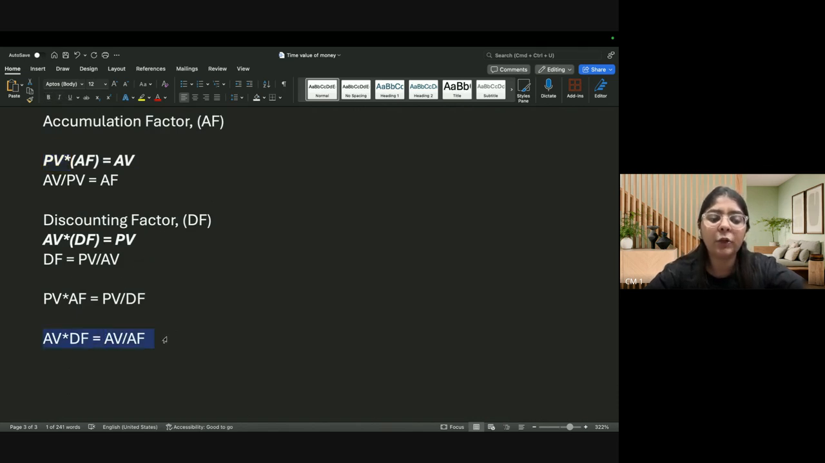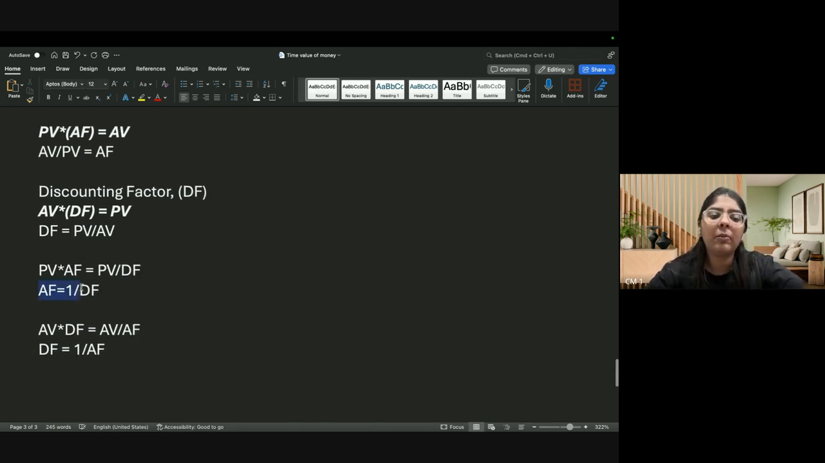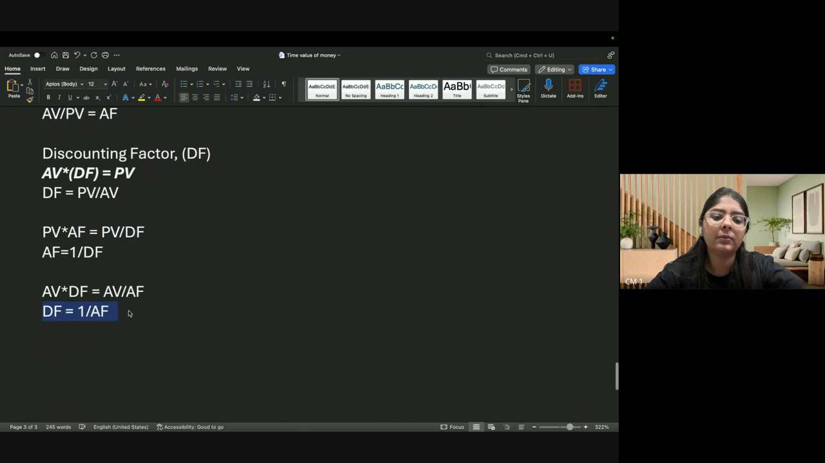So again, we are equating two PV equations. We already know AV into DF is PV. Now we also know AV by AF is PV. So both of these will be equal. Now this AV will get cancelled out. Here PV will get cancelled out. So what are you getting? DF is equal to 1 by AF. And here AF is equal to 1 by DF, which means they both are reciprocal of each other.